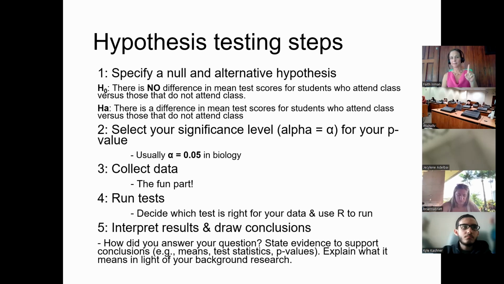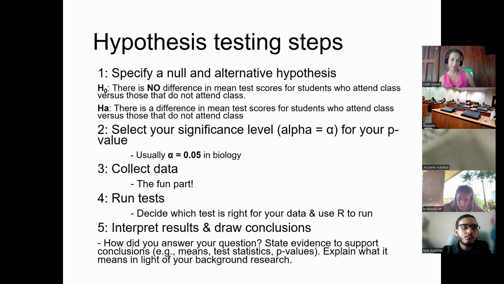Step 1, specify a null and alternative hypothesis. For example, our null hypothesis, often written here as H sub 0, is that there is no difference in mean test scores for students who attend class versus those that do not attend class. No difference in scores for students who attend class versus those that do not attend class. Null hypothesis means nothing going on here, right?